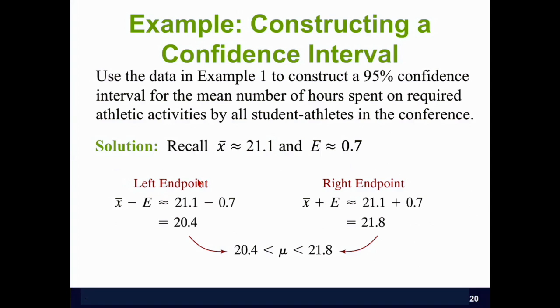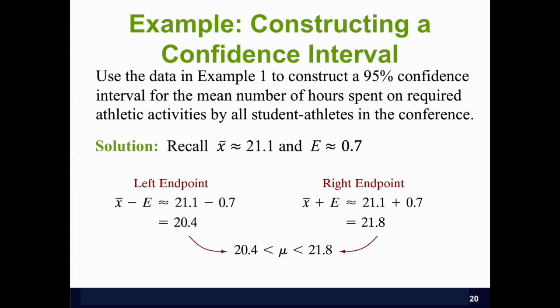Okay, to find the left endpoint or the lower endpoint, we take the point estimate and subtract the margin of error. So 21.1 minus 0.7, 20.40. Okay, and then the right endpoint is going to be the point estimate, 21.1 plus 0.7 or 21.8. And then, right, we can say that with 95% level of confidence, the mean of the population is between these two values.